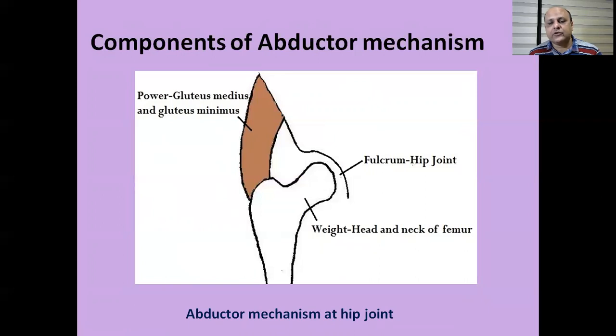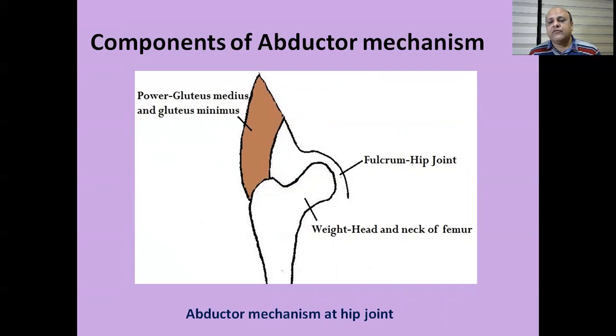So there are actually three components of the abductor mechanism at hip joint. The first component I have already mentioned is the power, and this is provided by the gluteus medius and minimus. The second component comprises the normal relationship between head of femur and the acetabulum. If this relationship is compromised, as in dislocation of the hip or congenital dislocation of the hip, then we say that the fulcrum component is defective and there will be a problem in abduction mechanism.